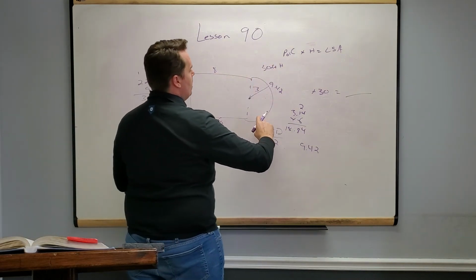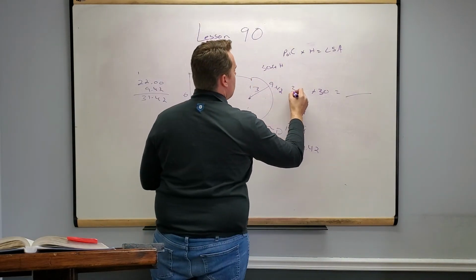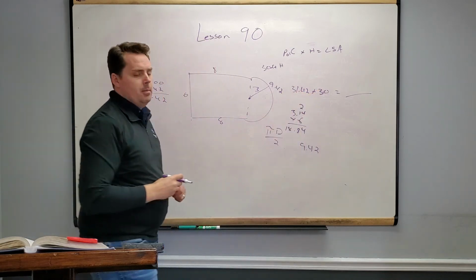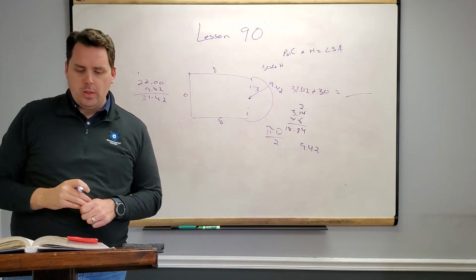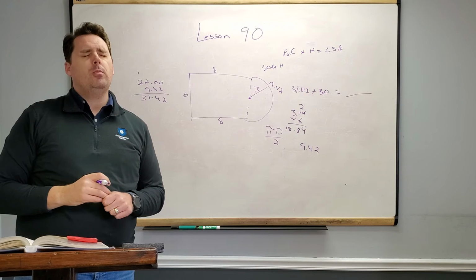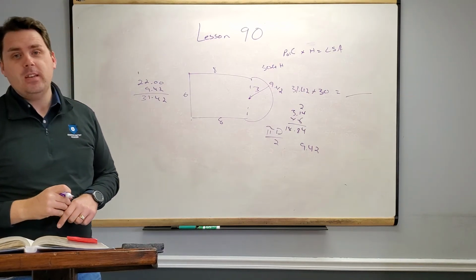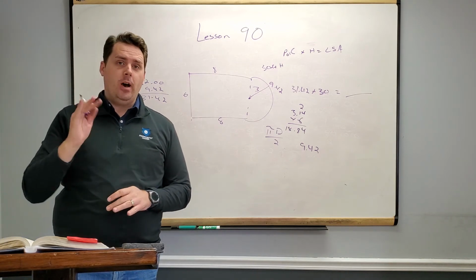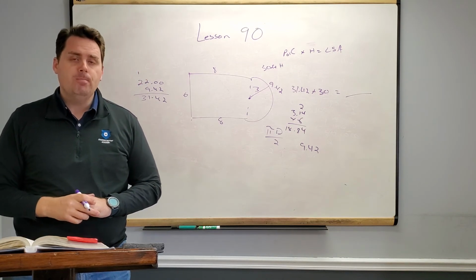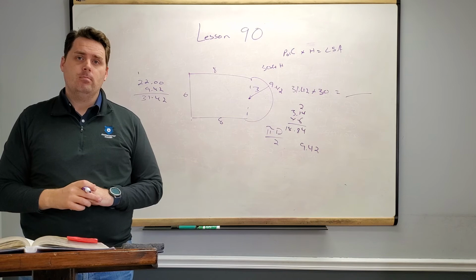That's not my answer, right? That's the perimeter. It's 31.42 times 30. And when I do that, my answer should be, if I do it in my head, 942.6 feet cubed. Okay? I want you to pause the video and do the practice problem right now.